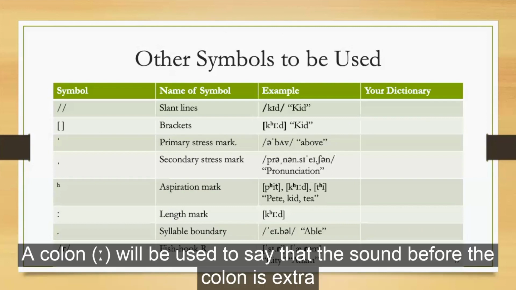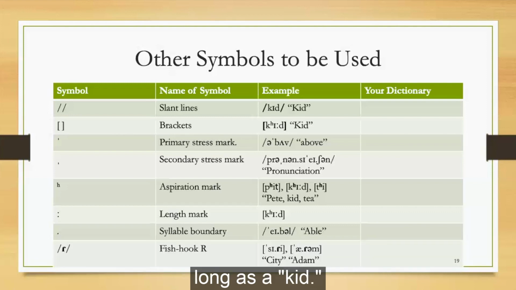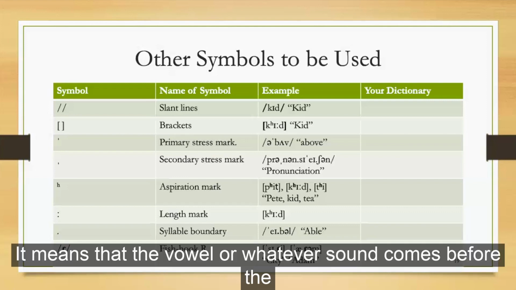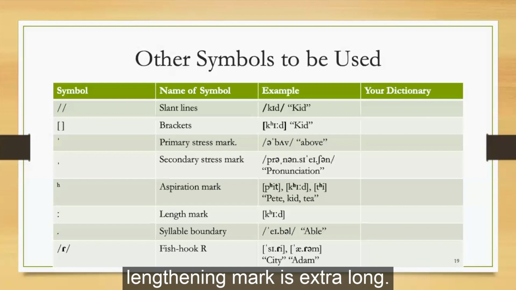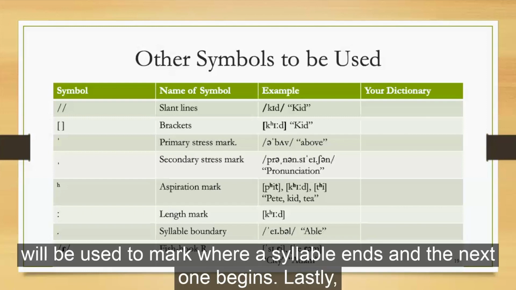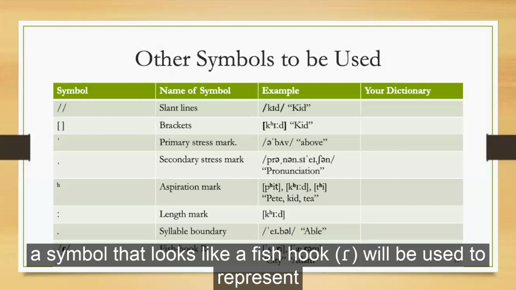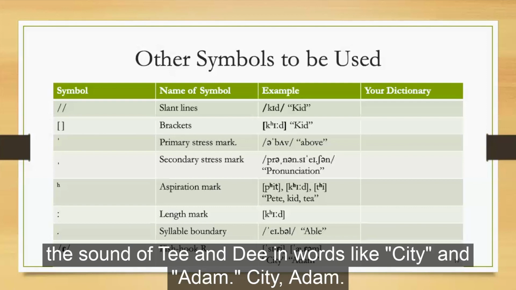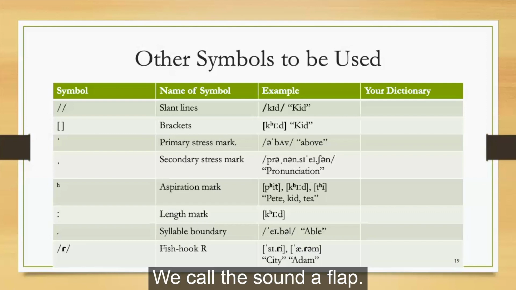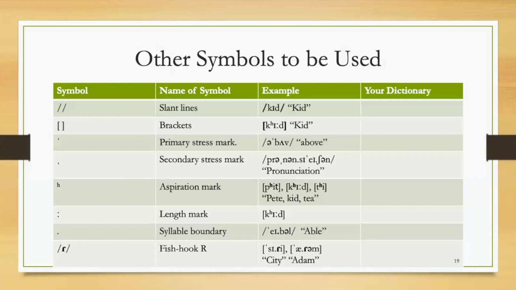A colon will be used to say that the sound before the colon is extra long, as in kid. This is a length mark. It means that the vowel or whatever sound comes before the lengthening mark is extra long. A dot will be used to mark where a syllable ends and the next one begins. Lastly, a symbol that looks like a fish hook will be used to represent the sound of T and D in words like city and atom. City, atom. We call this sound a flap.